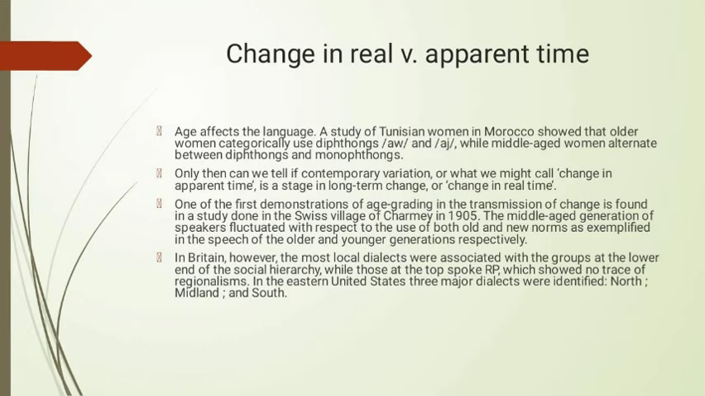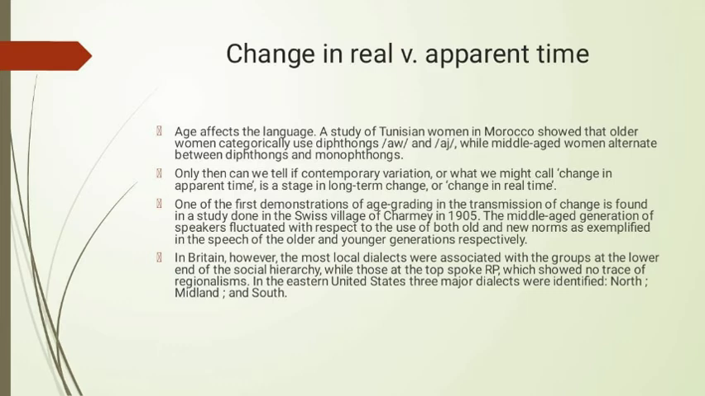One of the first demonstrations of age grading in the transmission of change is found in a study done in the Swiss village of Charmey in 1905. The middle-aged generation of speakers fluctuated with respect to the use of both old and new norms, as exemplified in the speech of the older and younger generation respectively.